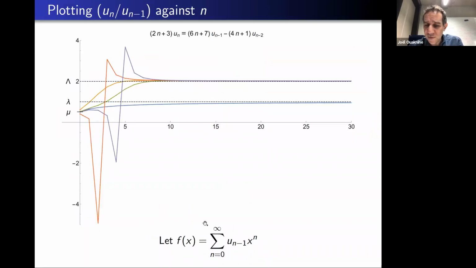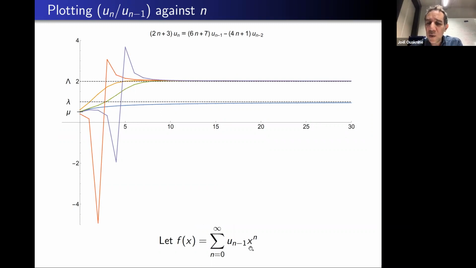Well, we form the generating function of the u_n's. So here it's u_{n-1} because I started at -1, but it's really the generating function of the u_n's. Okay, so I form this f(x) equals the sum of u_{n-1} x^n. And now how can I tell whether the ratio of the u_n's tends to 2 or tends to 1? This is really what I'm trying to determine.